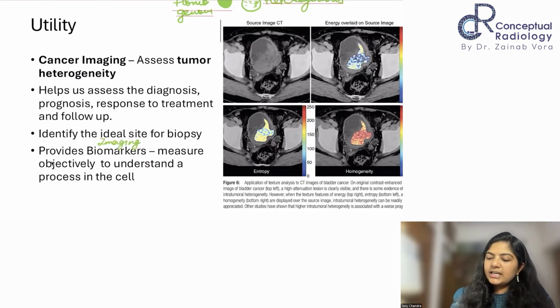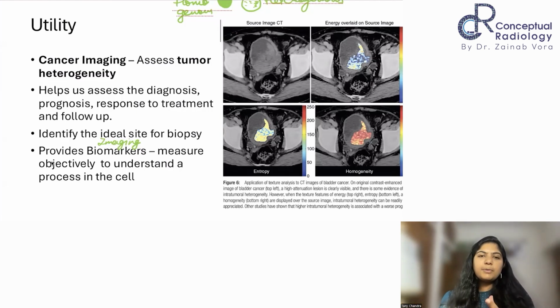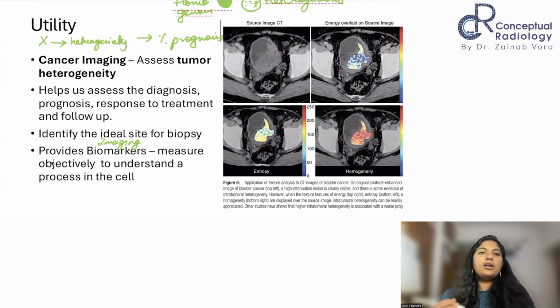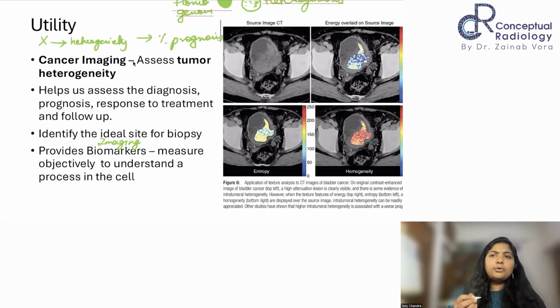This heterogeneity can tell us what is actually going on within these cells. And maybe if we try to correlate with the biopsy samples or cytology or genetic outputs, we can tell that this heterogeneous part was corresponding to that. Or maybe X tumor shows this kind of heterogeneity, and whenever it shows this, it can have this percentage of prognosis, right? So you can actually detect, prognosticate, a lot of things.